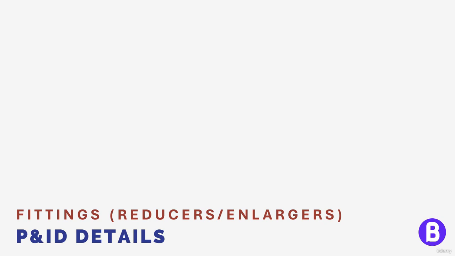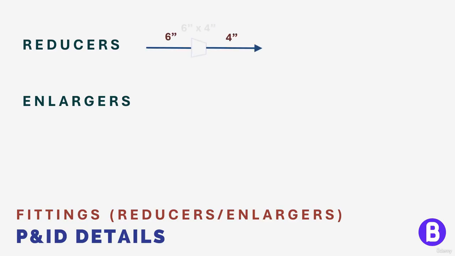A P&ID is also expected to show fittings. We should also add reducers and enlargers. For example, we have a 6-inch pipe and we need to connect it to a 4-inch pipe. So we shall need a reducer to connect both pipes. And if we want to connect a 4-inch pipe to a 6-inch pipe, we would need another enlarger.